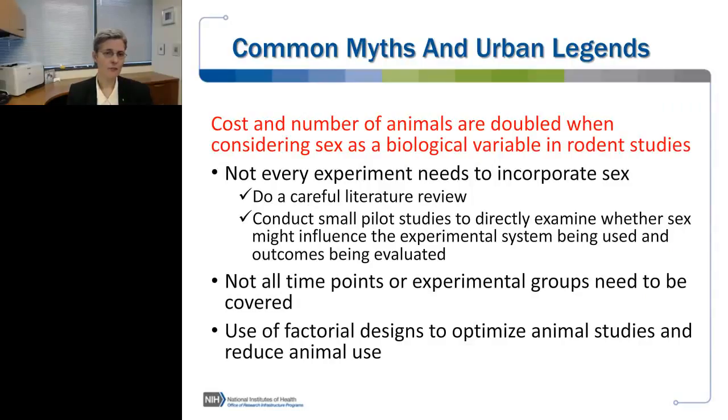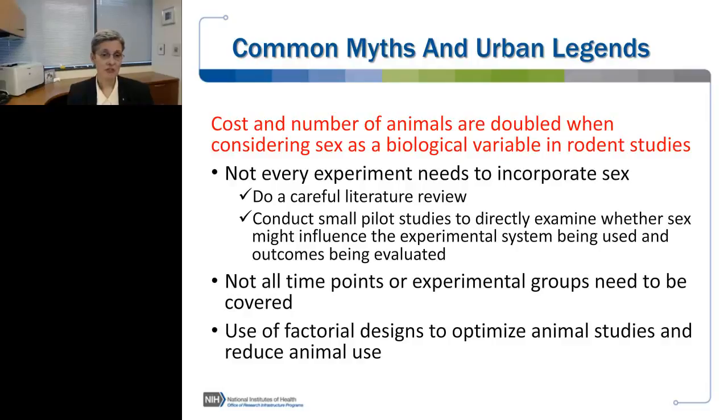Another common perceived obstacle is the premise that cost and number of animals are automatically doubled when considering sex as a biological variable in rodent studies. However, not every experiment needs to incorporate sex, as when considering any experimental variable, you need to do a careful literature review first to see whether or not that variable is going to be important in your design and what others have seen respective to that variable in setting up these types of studies.